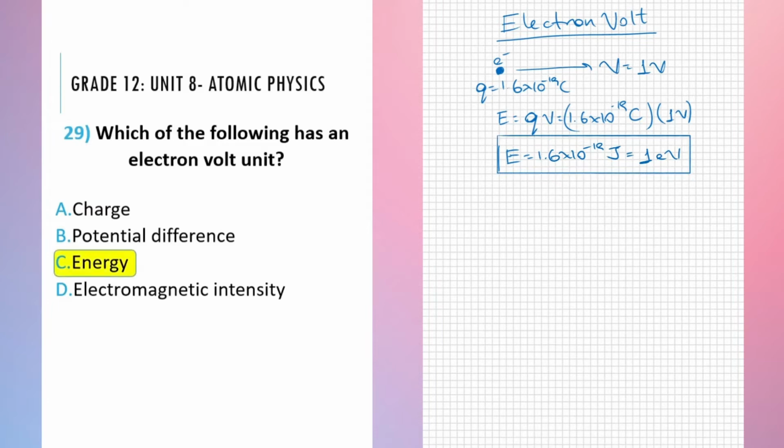If we look at the other choices, we see that choice A says charge, and the unit for charge, as mentioned earlier, is C, or coulomb. For choice B, we have a potential difference. Potential difference can be noted by PD, and PD is represented by V, which is voltage. We have choice C, which is our correct answer, energy, and normally energy is represented by J, or joule.